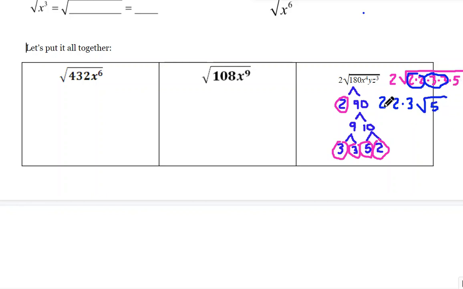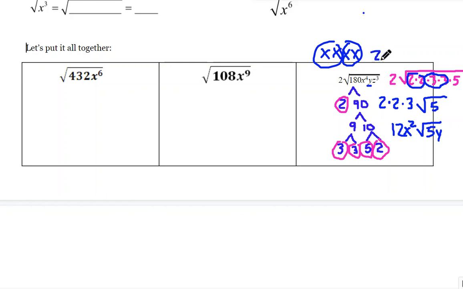All right, so now I can multiply these. 2 times 2 is 4. 4 times 3 is 12. So I'm left with 12, and on the inside I still have that 5. But this one also has variables. So x to the 4th means that there's 4 x's. How many pairs would I have? Well, I have 1 pair, 2 pairs. So I can pull out 2 pairs of x. I have a y. Y doesn't have a pair, it's just 1 y, so that 1 y would stay there.